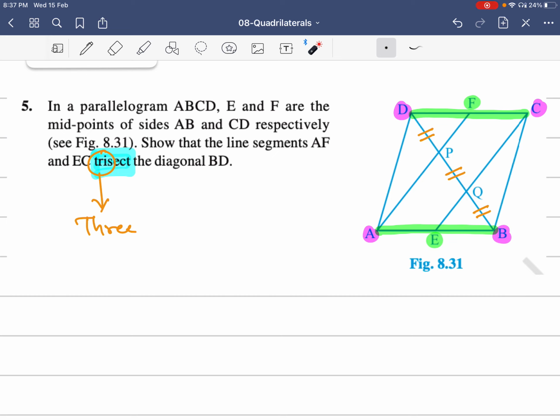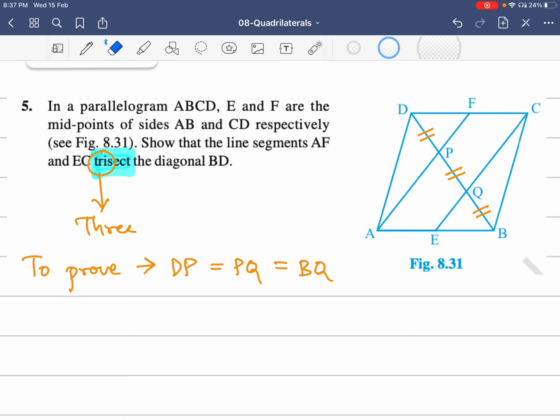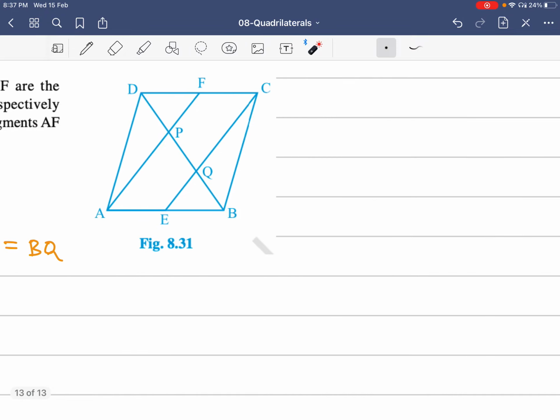To put it in simpler words, we have to prove that DP is equal to PQ is equal to BQ. Once we prove that, we can very confidently say that this line BD is getting trisected at the points P and Q. So first let's mention that to prove. In simple words, what we have to prove is DP is equal to PQ is equal to BQ. That is what we have to prove in this given problem. Once again, let's get rid of these highlighted things. Now, how do we approach this?